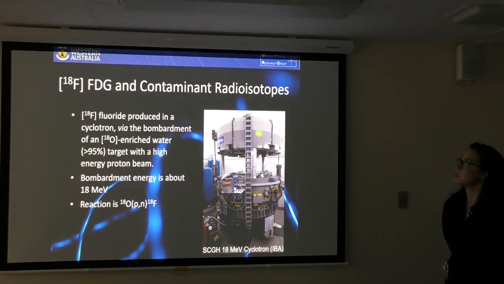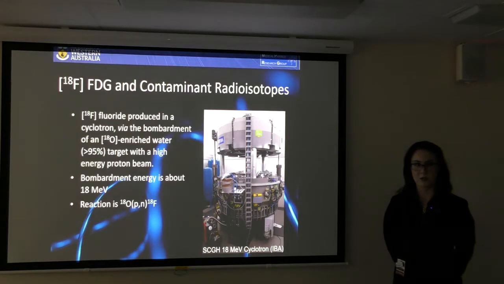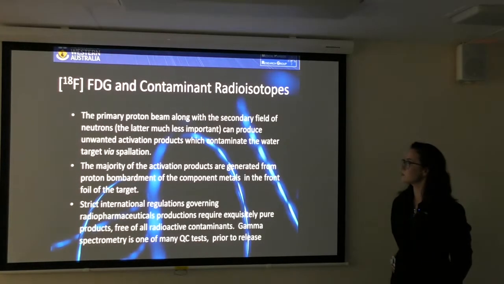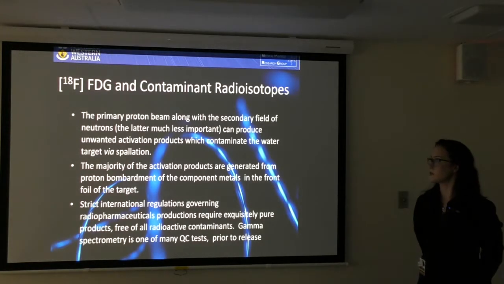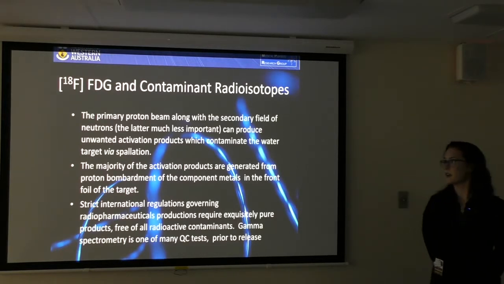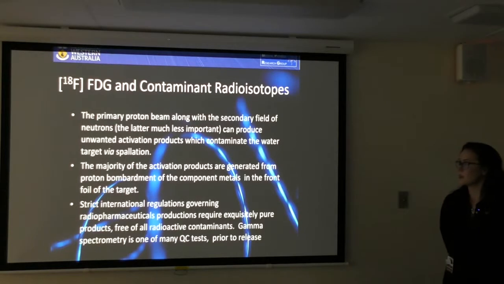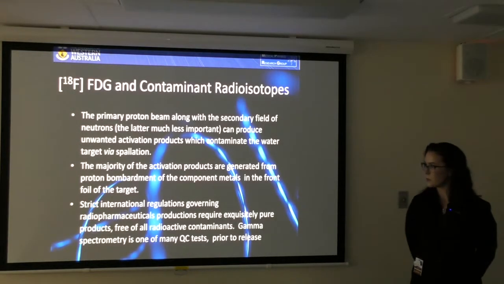F18 fluoride is produced in a cyclotron by a bombardment of O18 enriched water. The target is hit with a high energy proton beam, usually of up to 18 megaelectron volts. So the primary proton beam, along with the secondary field of neutrons, can produce unwanted activation products which contaminate the water target via spallation. The majority of these activation products are generated from proton bombardment of the component metals in the front foil of the target.